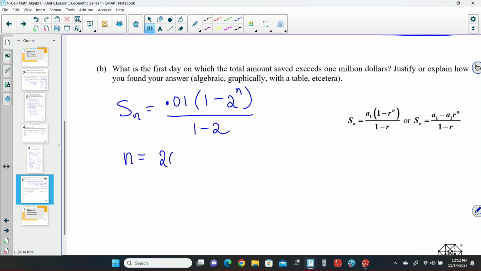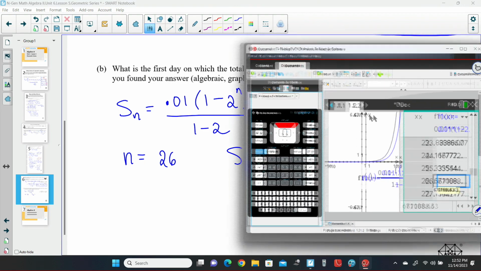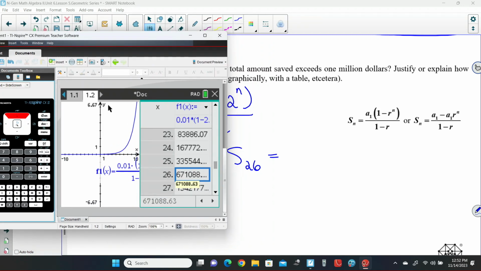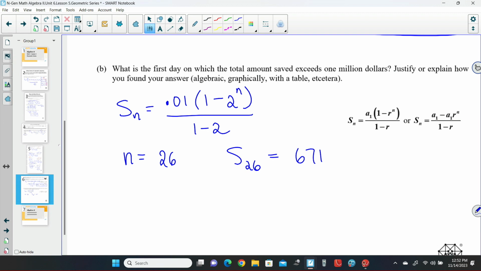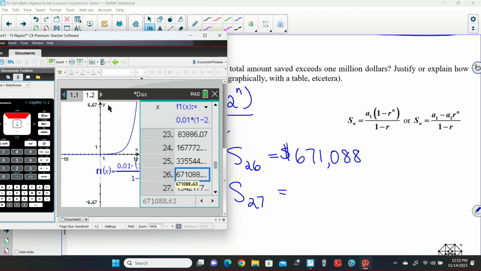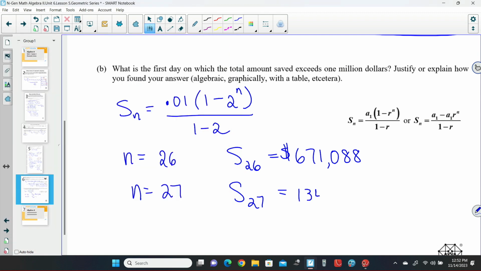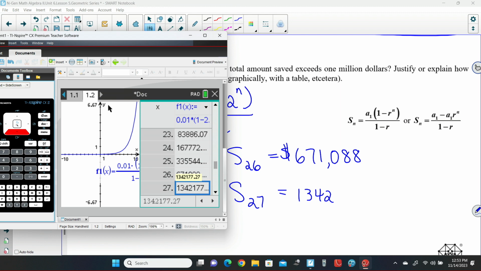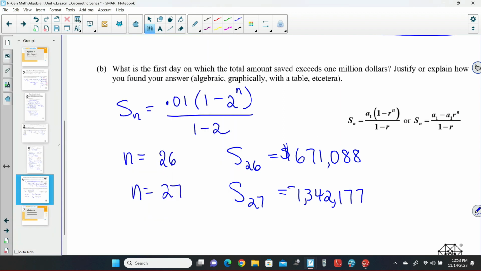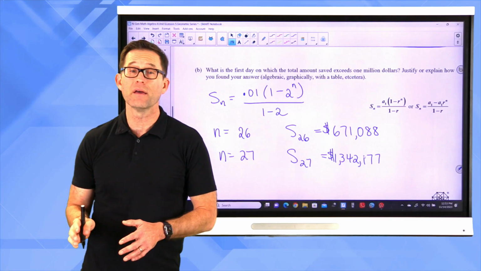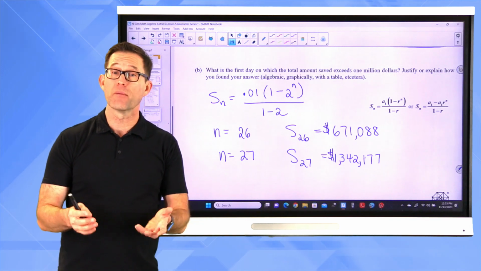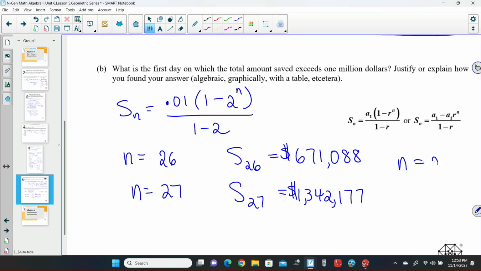When n is equal to 26, S26 is equal to, let me just go up for a second here. Of course, I'm not going to have enough room on the screen now. That should do it. $671,088, and I'll leave off the cents there. And then when n is equal to 27, S27 is equal to $1,342,177. All right, and so since I'm looking for the first day when the amount that I've saved is greater than a million, the first day would be the 27th day.